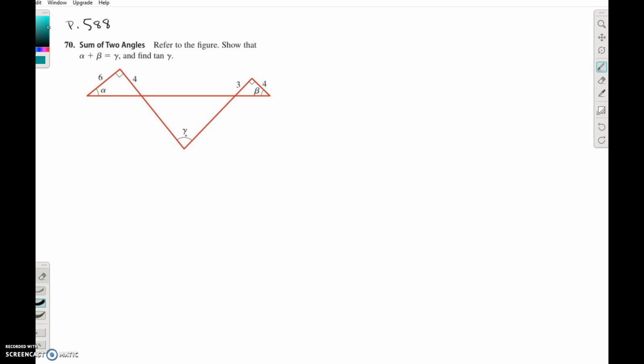So, yeah, this one's a little bit hard to get started, I kind of think. Let's just kind of get something on our paper. For example, I know the tangent of alpha is 4 over 6, also known as 2/3. I also know the tangent of beta would be 3/4.